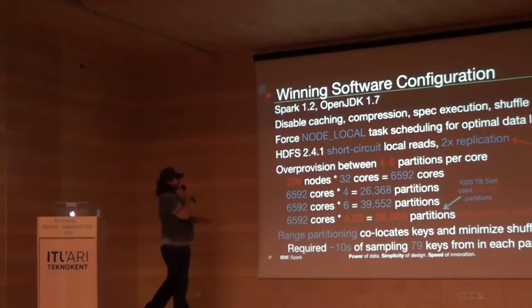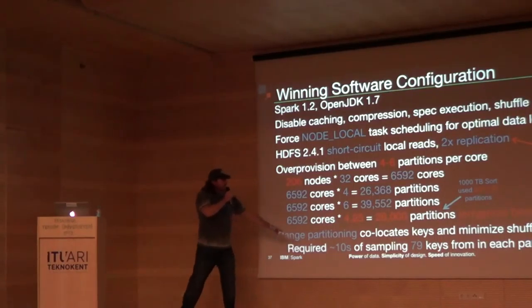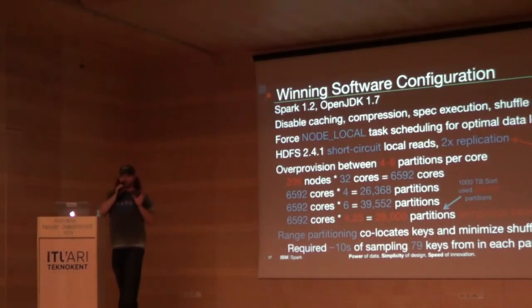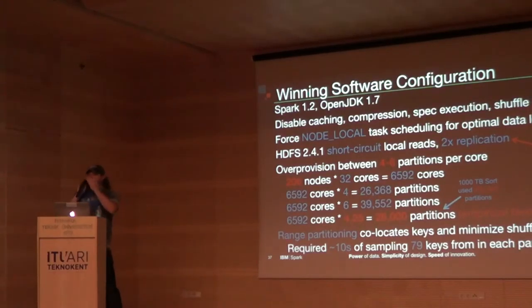And then there's this process where it's sampling 79 keys, just randomly, from each partition. 79 is a nice prime number. Pulling it down to the central driver, laying all those keys out, sorting them, and then chopping them up into 28,000 pieces. And so those are the ranges. That's how it figures out where to put the data.